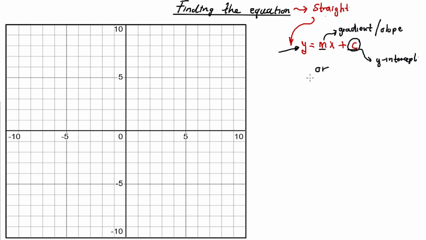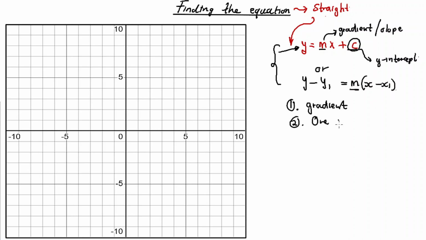Or you can use this other formula, y minus y1 equal to m open bracket x minus x1. Again, you need the gradient and one point. In fact, for both forms of equations, you're going to need, one, the gradient, and two, one point on the graph or the line.